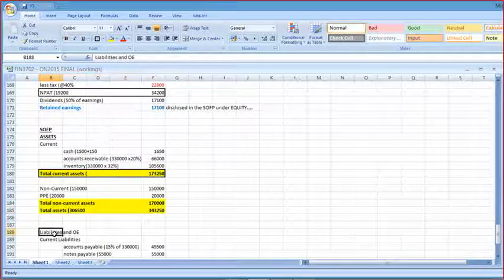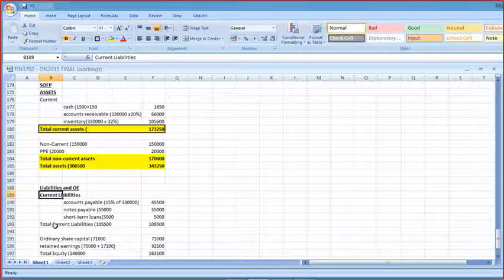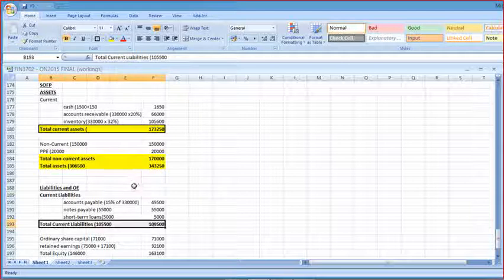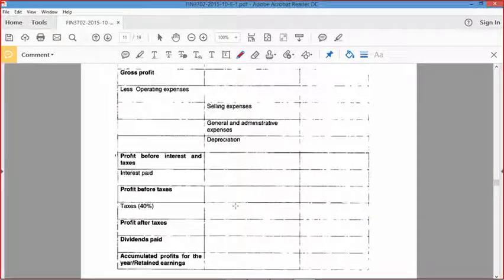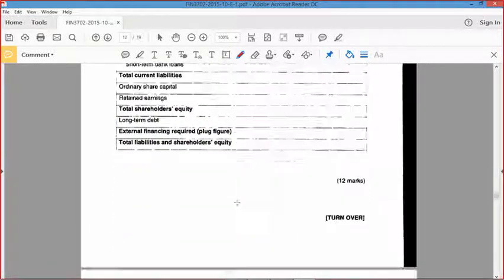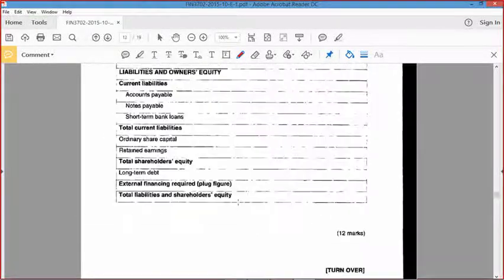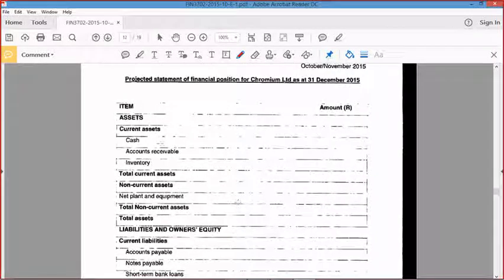343,250. Okay, the question also requires me to draw up a liability and equity section. Okay, so here I need to work out the current liabilities. Right, remember I'm using the format that they gave you in the actual answer sheet. Okay, the format I'm using is this. It's here. It's straight from the question. Where is it? No. Further up. There it is. Went past it.